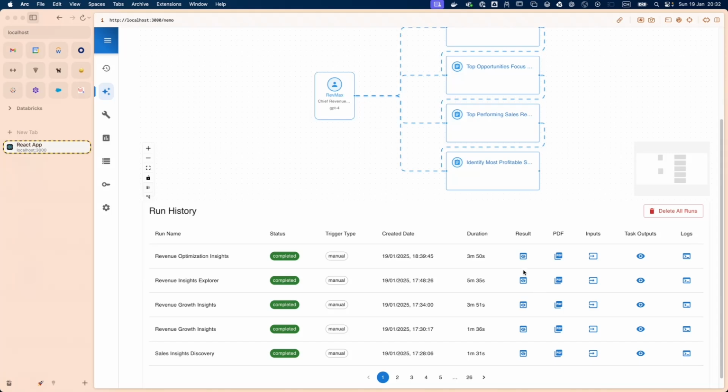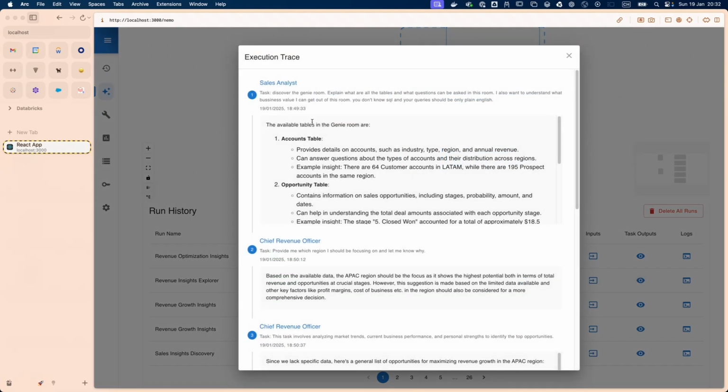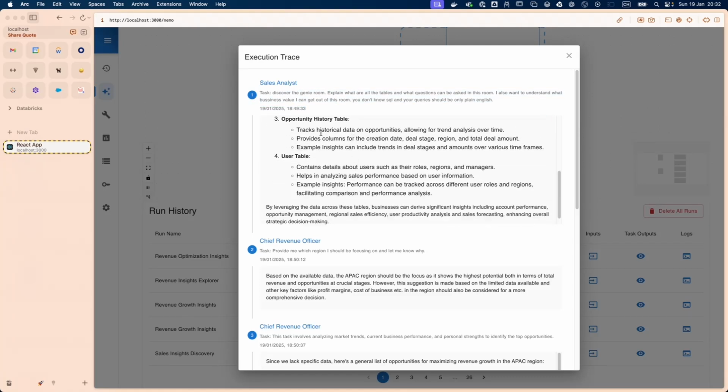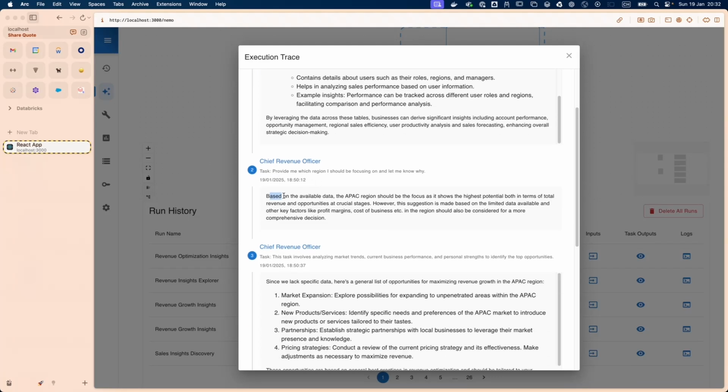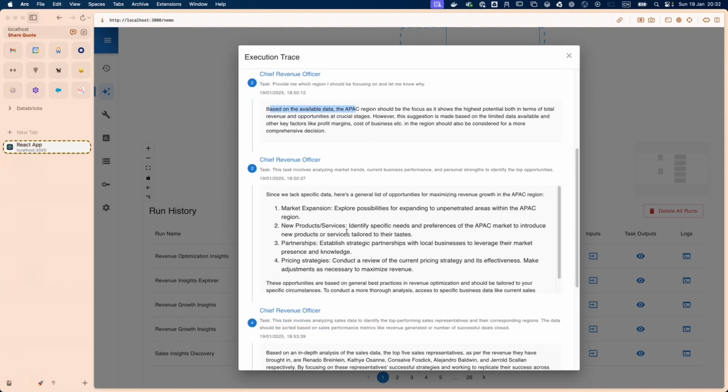And you could see consistent values coming back, especially when I was looking into the top region. Here, for instance, you could see if I look at the output of the various tasks, the first task was giving a good description of what the various tables are related to sales. You could see that APAC was identified as the top region. You could also see that here it was analyzing market trends and doing various queries on the Genie room.